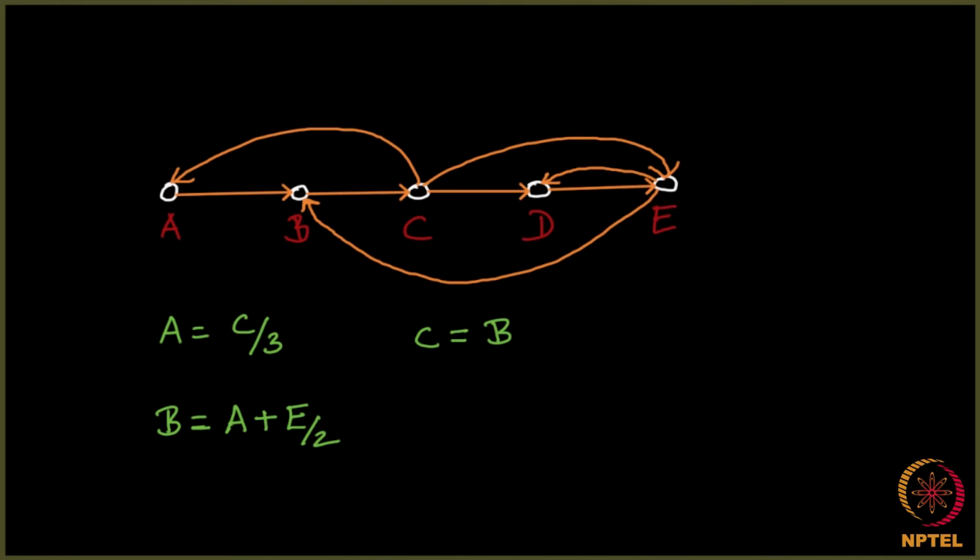Okay. So C will be B because there's only one thing that's coming inside C, and B sends only one edge to C. I mean, from B, there's only one edge emanating. And then D is C by 3 plus E by 2. You can check why. And finally, E is equal to D. So we'll keep these things and then try to go to our spreadsheet and then try to code it.